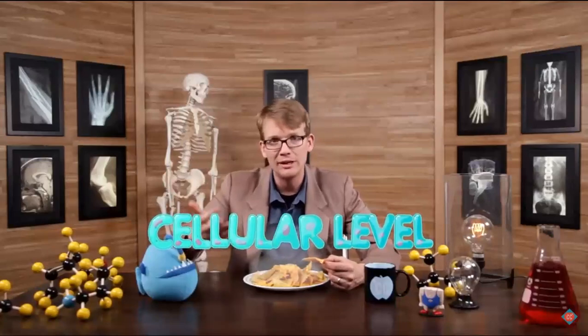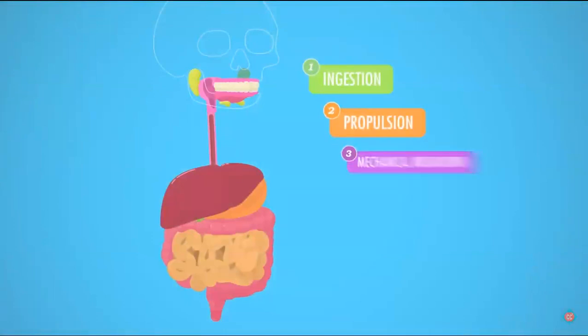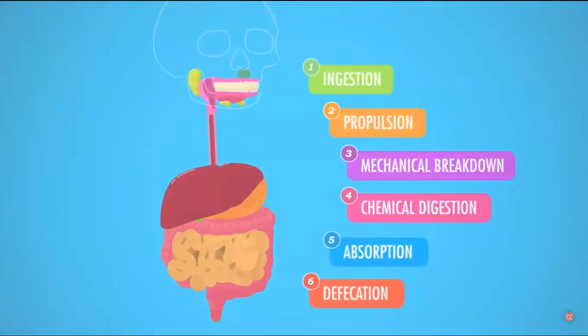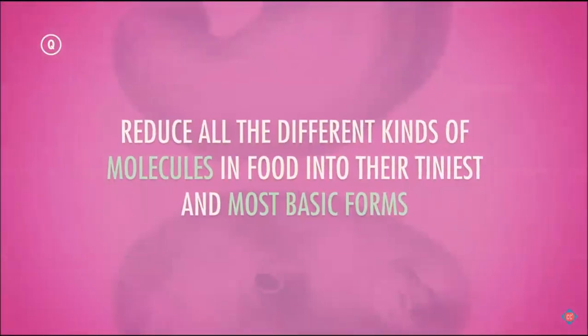But I can't just swallow the nachos and watch the lump of them travel straight to my heart or leg muscles. In order to actually use this food, I have to convert the biological matter into something my body can work with on the cellular level, which, as you know, is pretty darn tiny. And the work of converting the stuff in food into the stuff that's in my body is done by my digestive system. Human digestion occurs in 6 main steps, some of which you are intimately familiar with, others less so. But every step of the way, your body is working to reduce all the different kinds of molecules in food into their tiniest and most basic forms. The first step is probably everybody's favorite.